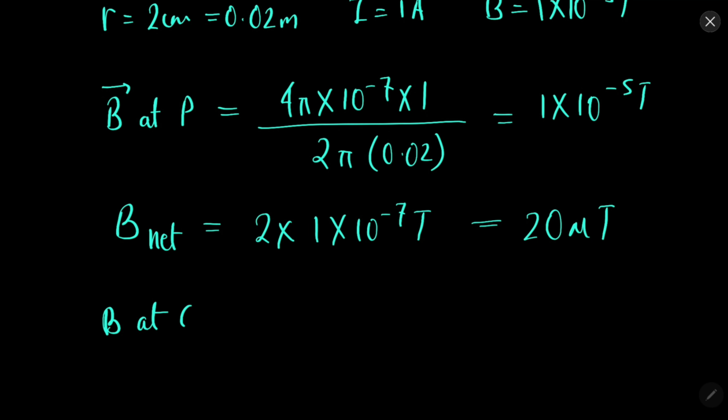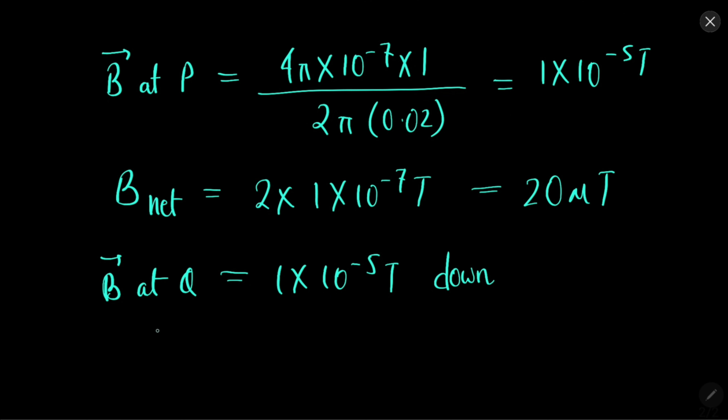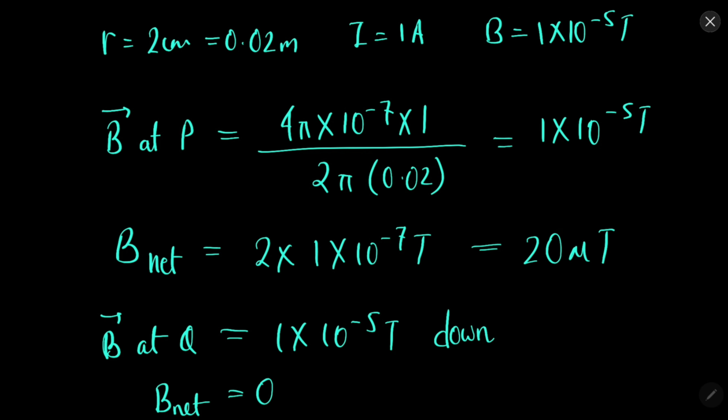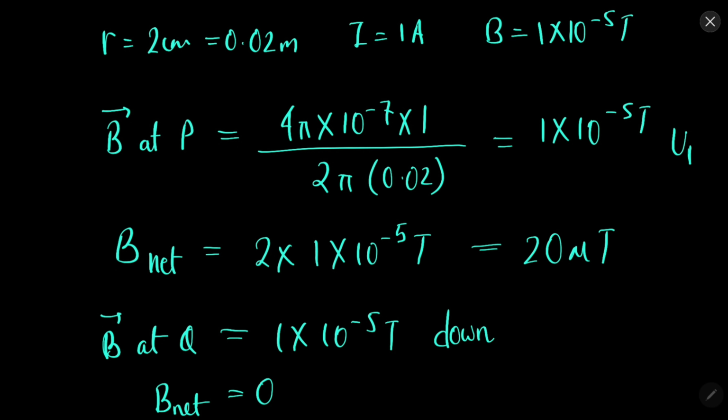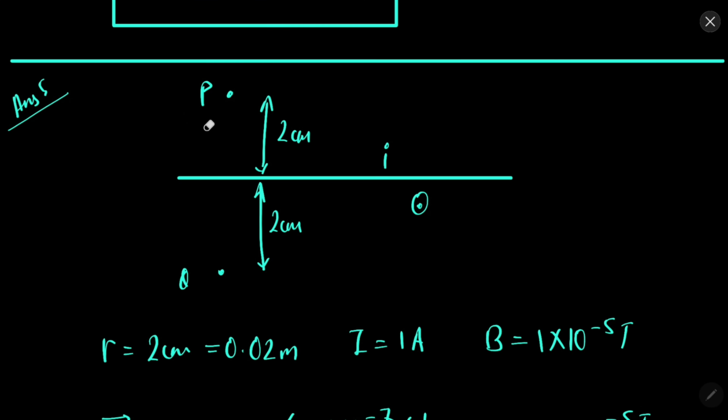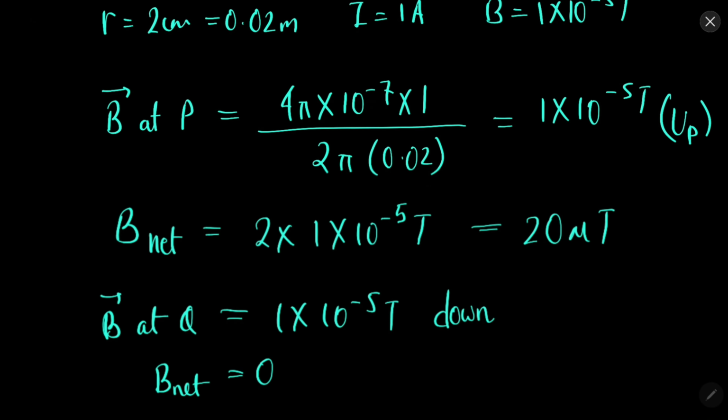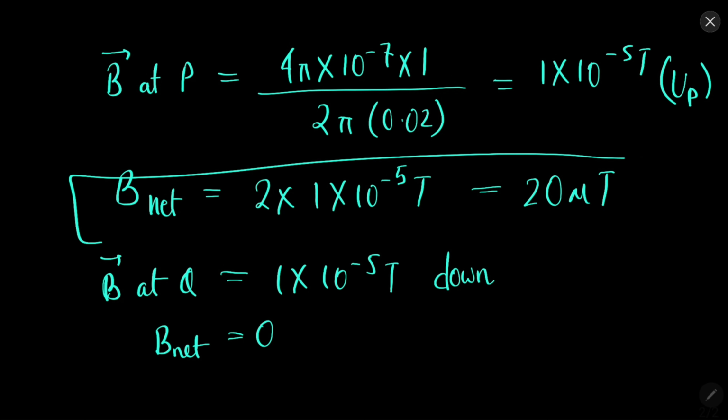Then B at Q, 1 into 10 to the power minus 5 Tesla, but it is down. So net here will be 0. This is minus 5 actually. This is up. So at point P both are in the same direction, and at point Q both are in opposite direction. So here net field will be twice, here net field will be 0.